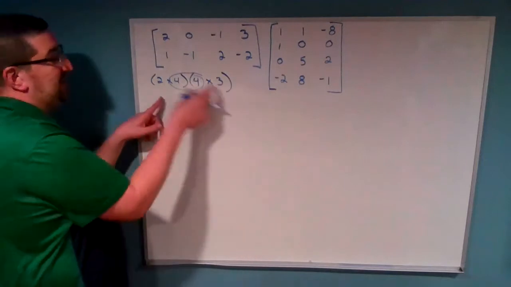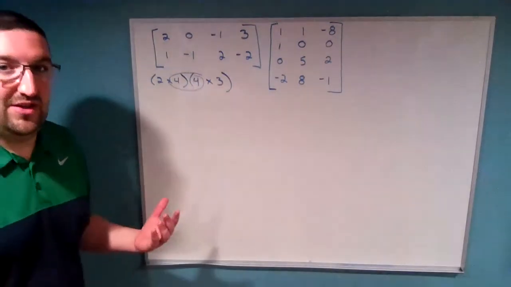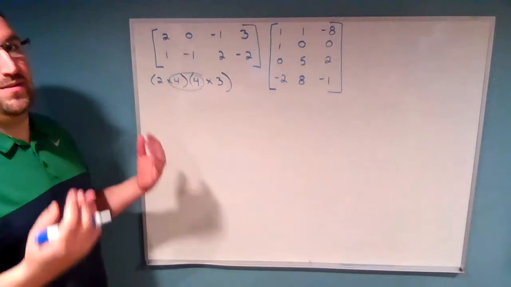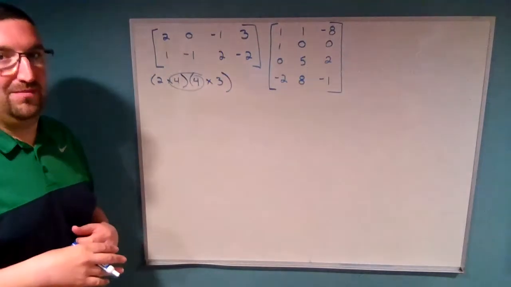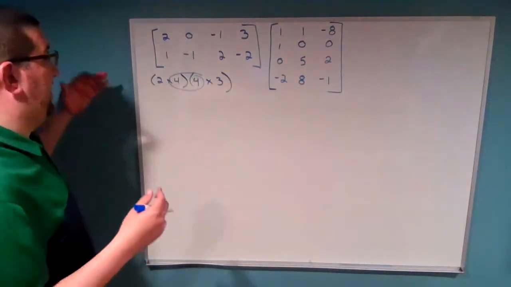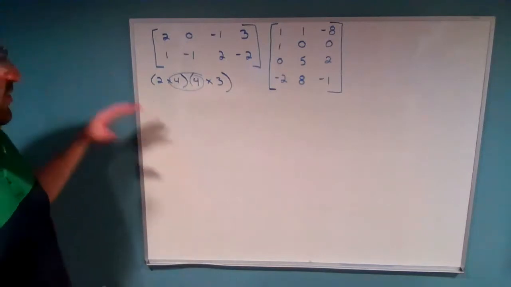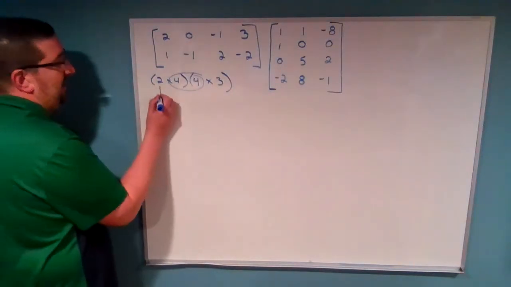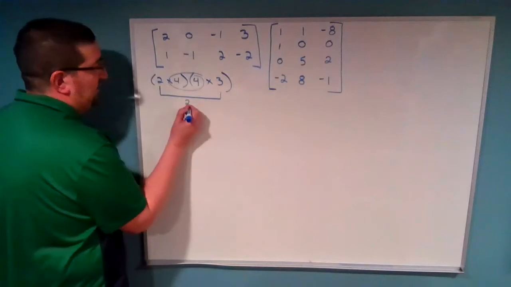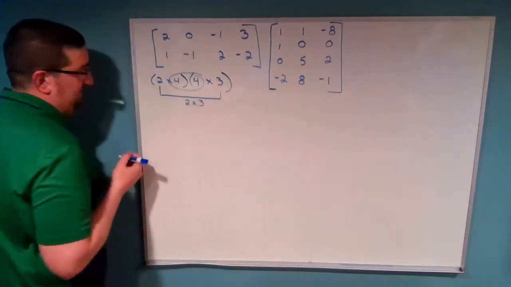If I switch these, would I be able to multiply them together? No, because they wouldn't match up. Our inside dimensions wouldn't match up. So let's go for it. The result of this is going to be a 2 by 3 matrix.